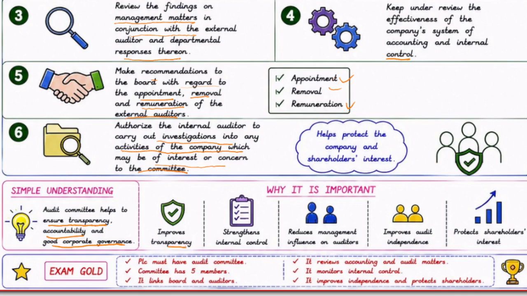It improves transparency, strengthens internal control, reduces management influence on auditors, improves audit independence, and protects shareholders' interest. What you must remember is that a PLC, that's a public limited company, must have an audit committee, a must for them. The committee has 5 members. It links the board and the external auditors together. It reviews accounting and audit matters, it monitors internal control, and it improves independence and protects shareholders' interest. So that's all that we have for part 3 of chapter 1.